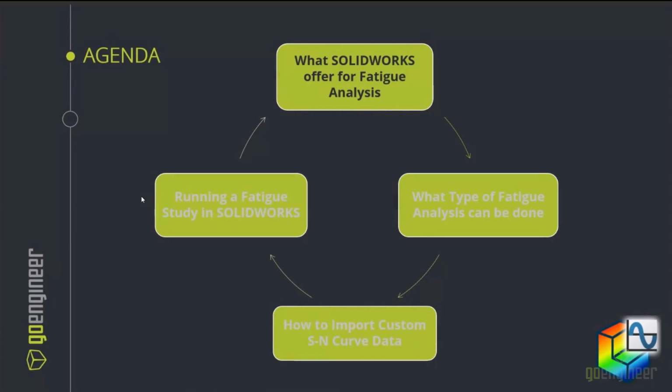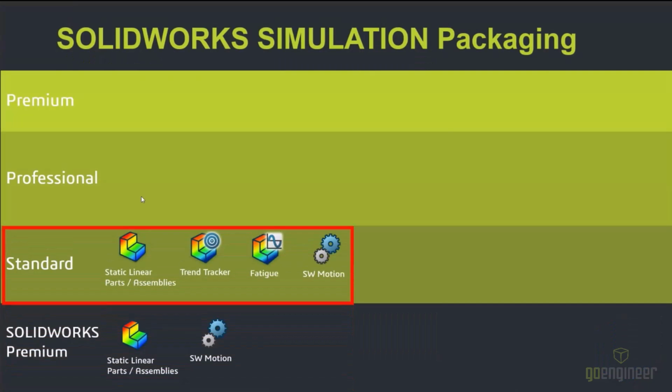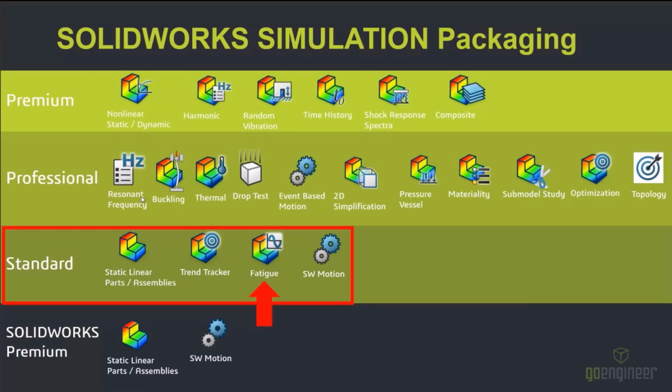So what packages of SOLIDWORKS offer fatigue analysis? The SOLIDWORKS Simulation package called SOLIDWORKS Simulation Standard comes with fatigue analysis. Then as we go up in the packages, you have everything else listed below. So basically, if you have SOLIDWORKS Sim Premium, you have everything in Sim Premium plus everything below. So Sim Standard is where you are first able to get a true fatigue analysis tool in SOLIDWORKS Simulation.